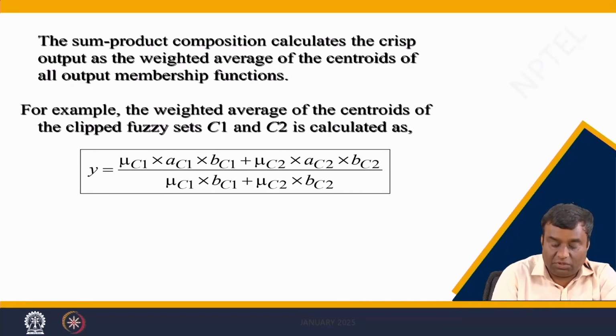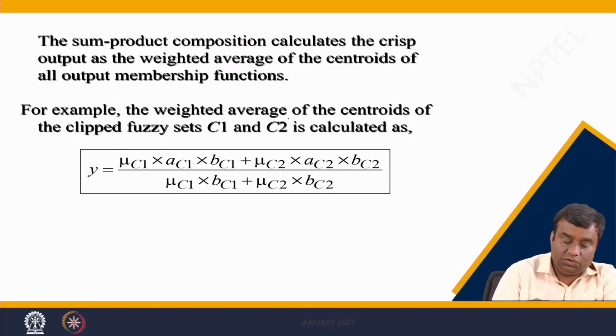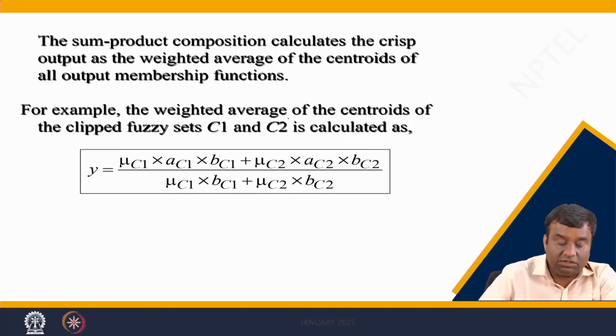For example, the weighted average of the centroids of the clipped fuzzy sets C1 and C2 is calculated as y equals (mu C1 into a C1 into b C1 plus mu C2 into a C2 into b C2) divided by (mu C1 into b C1 plus mu C2 into b C2). We'll solve some numerical questions.